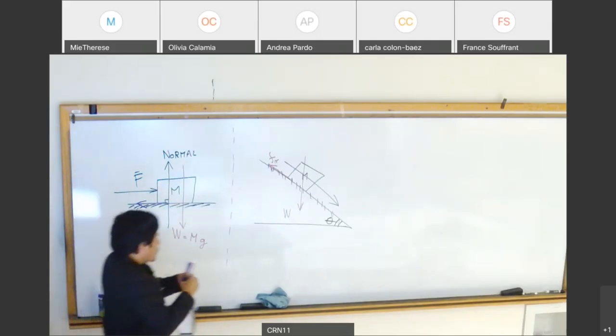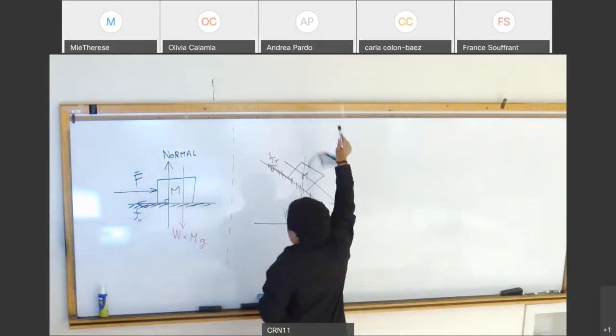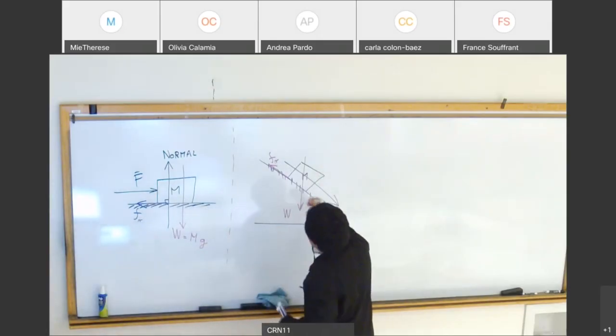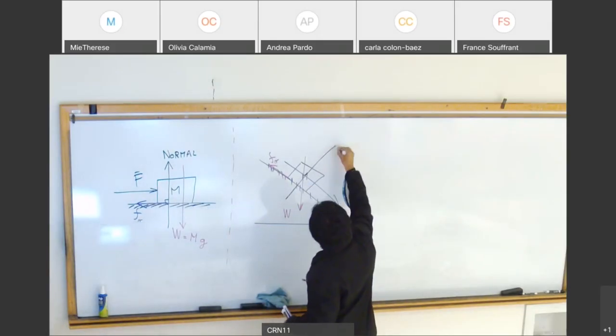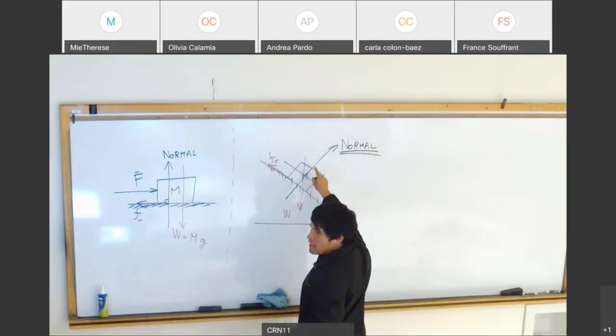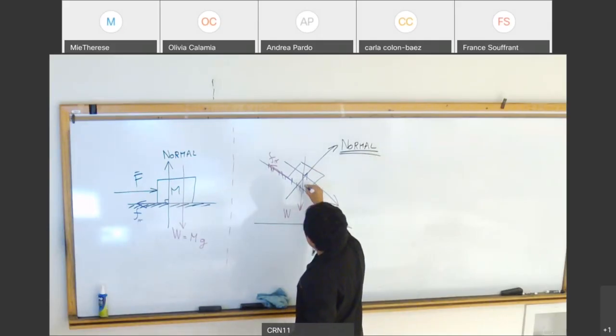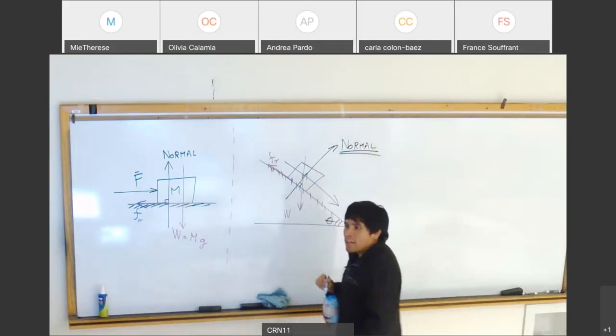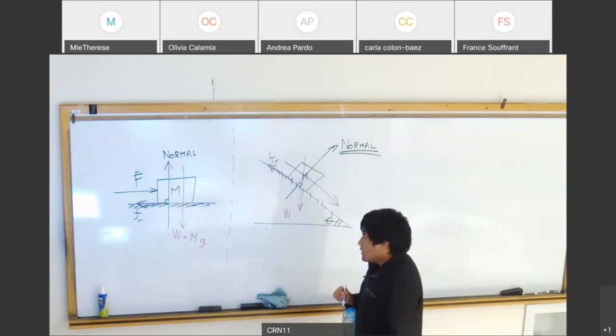In that case, the normal will not be like this. The normal will be like this. So it depends on the geometry of the problem, how you're going to find that normal. Right? The normal is perpendicular to the surface. So then, is there an equation for friction?